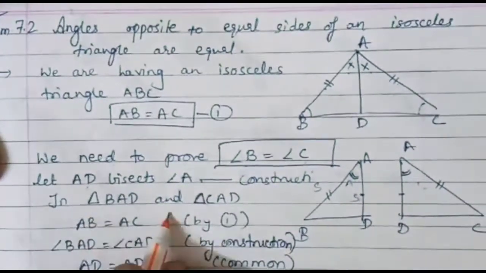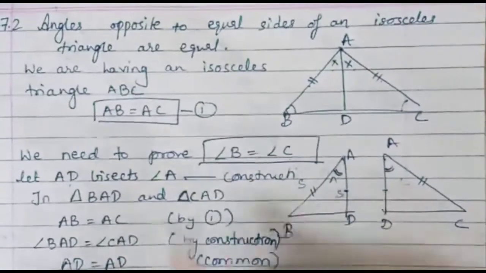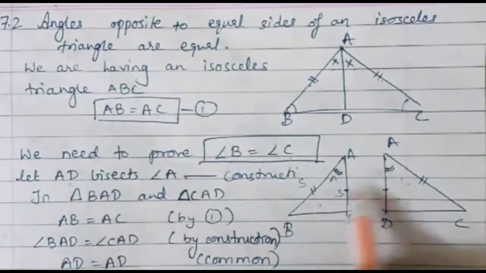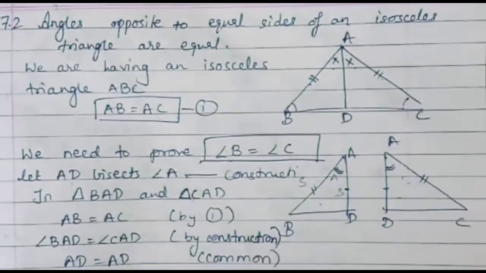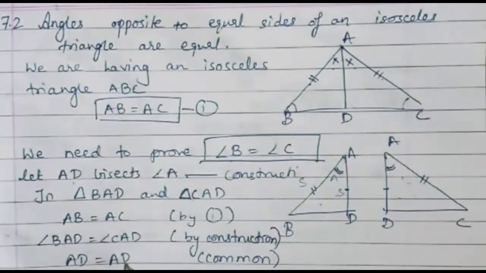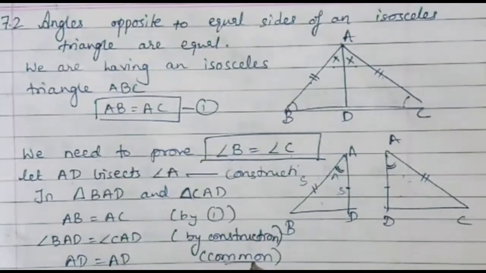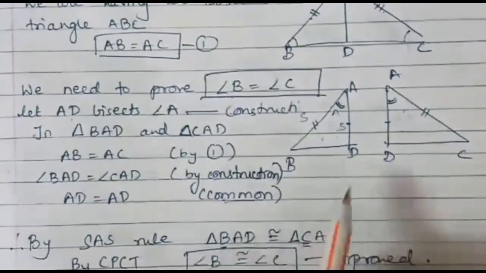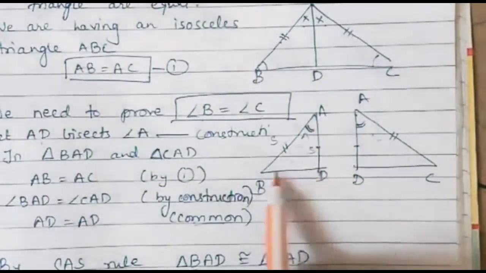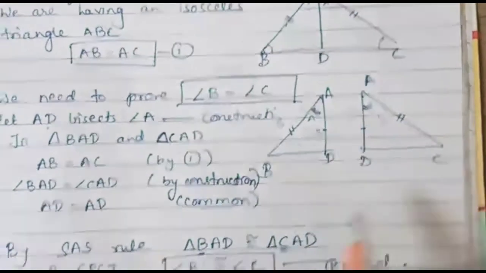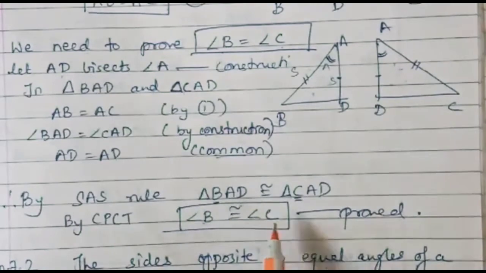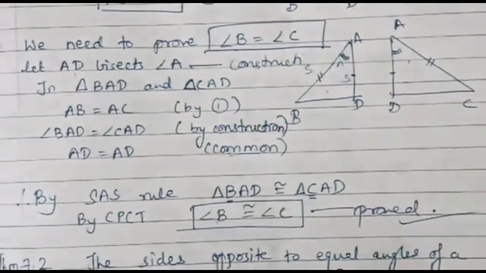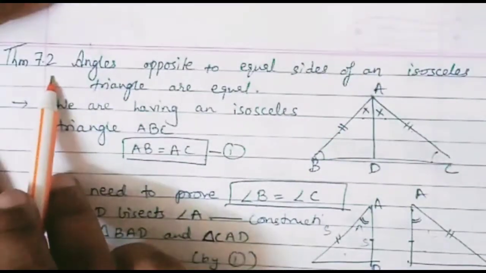Now in triangles BAD and CAD, as shown here, AB and AC are equal, these two sides. Angle BAD and angle CAD are equal by construction. And we have AD as a common line segment. So it is common. Thus by SAS rule, triangle ADB and triangle ADC will be congruent, and thus by CPCT, angle B and angle C are equal. Okay, so this result is proved. This was theorem number 7.2.